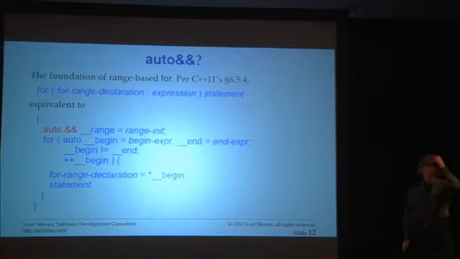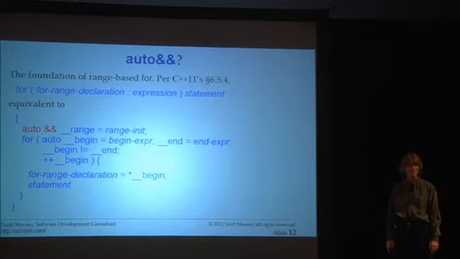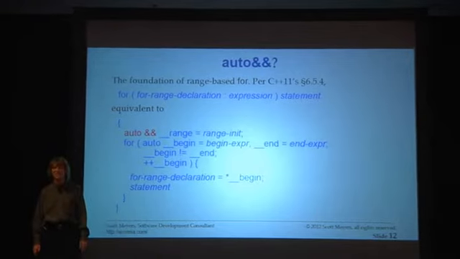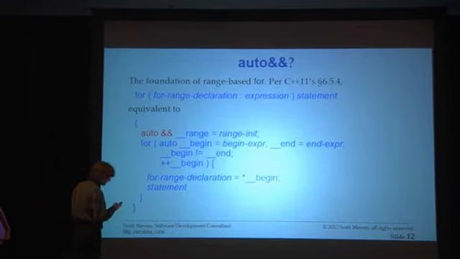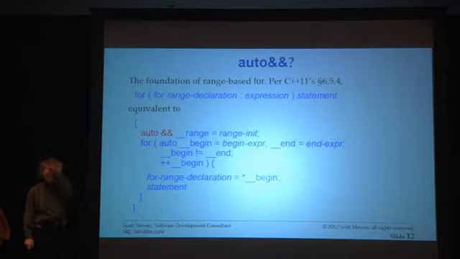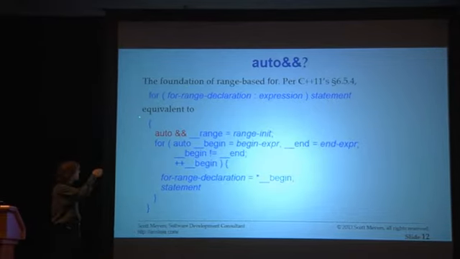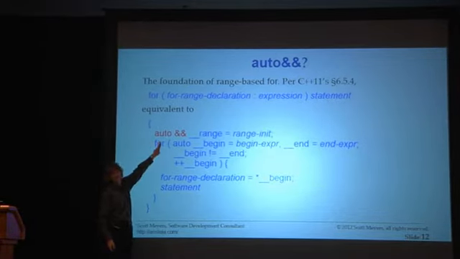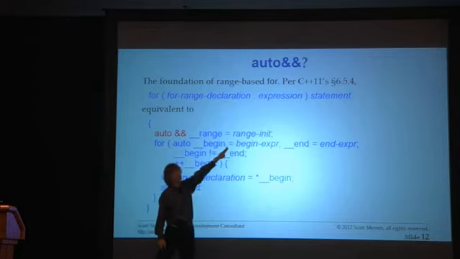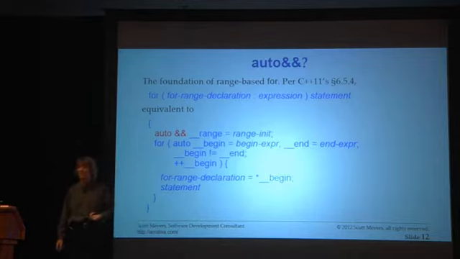And if you're thinking, auto&&, what kind of sick mind came up with that? Well, I don't bolster my case by citing the standard, but nevertheless, the specification for range-based for loops, for (range-declaration : expression) statement, this is taken from paragraph 6, section 5, subpoint 4. Who doesn't know that? But what it says is the range-based for, when you write this, the standard says it's equivalent to this. Notice the auto&&. This is either an L value reference to the initializer of the range, or an R value reference to the initializer of the range, depending on whether the initializer of the range is an L value or an R value.